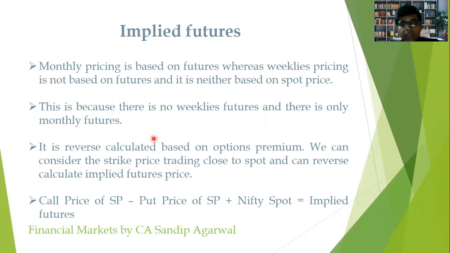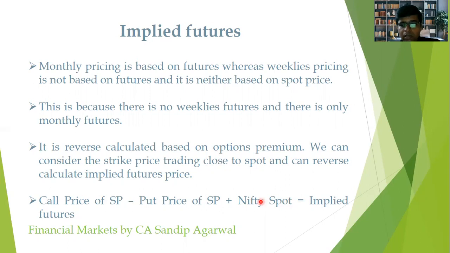So how do you calculate the implied futures? It is basically calculated based on the options premium. Say, for example, Nifty is currently trading at around 17,700. So what we can do is take the price of the 17,700 strike price call option and the put option of the weekly expiry. We can deduct the put price of the 17,700 strike from the call price of the 17,700 strike and add it to the Nifty spot. This will give you the implied futures.